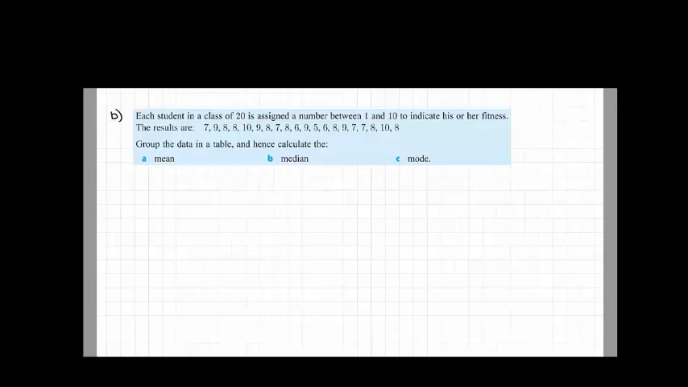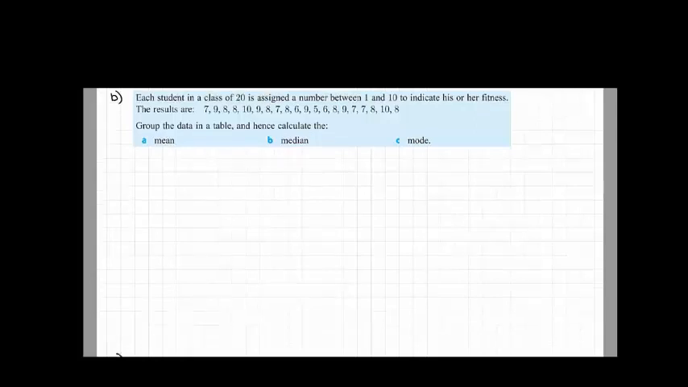So when we group data in a table, it's just going to be a frequency table. And when we have a frequency table, remember this is a score, so we'll have score and we will have frequency. Now we look at our numbers and we want to find our lowest score to our highest score. Our lowest score, if you look there, is 5 and the highest is 10. So we need to put our scores from 5, 6, 7, 8, 9 and 10 and find the frequency of each of those.